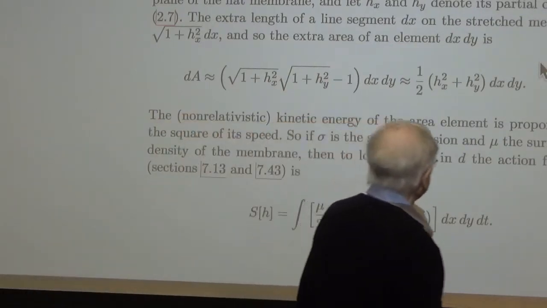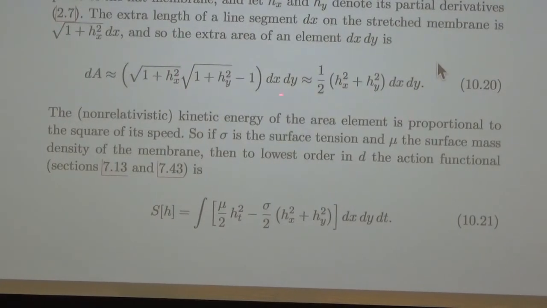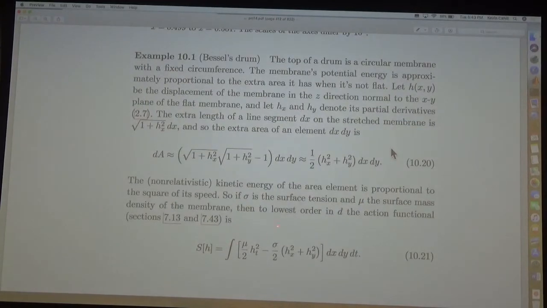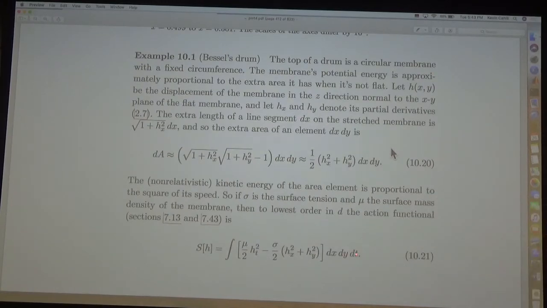And so approximately for small displacements of the drum, you get this expression. You take sigma to be the surface tension, mu the surface mass density, then the kinetic energy of motion is mu h sub t squared times dx dy, and this gives you then the action of the surface of the drum.